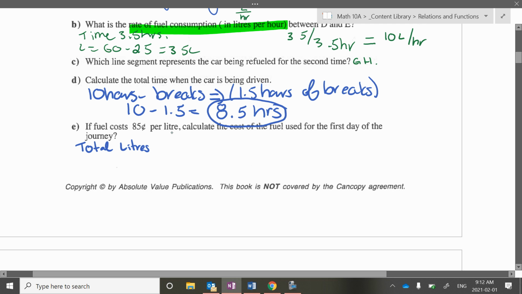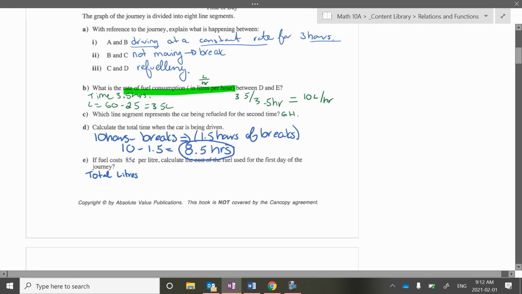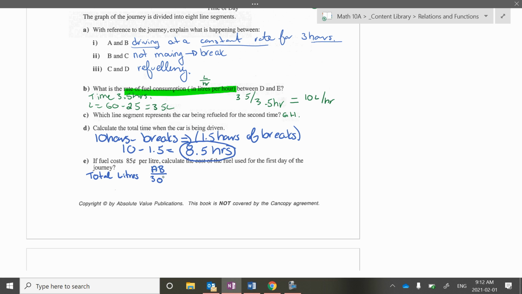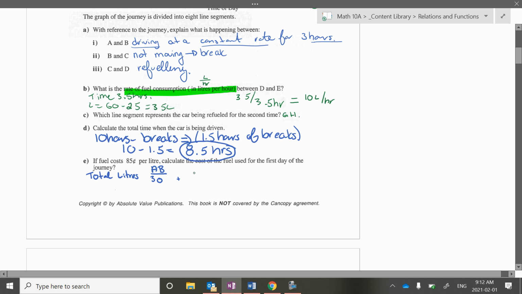So to do that, let's look at all of our different segments. So from A to B, how much fuel was used there? Good, 30 liters. B to C, we don't care about. No fuel was used. D to C, we don't care about because that's them filling up. So then we have D to E. How much fuel was used there? We already found that one at 35.